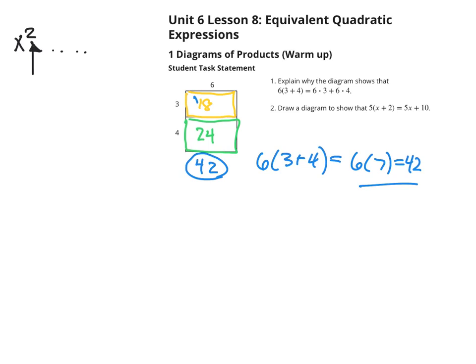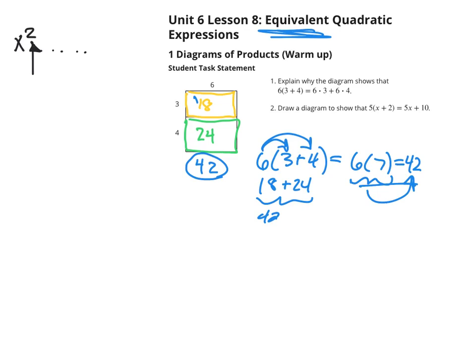What we really did there is, here we combine like terms and then multiplied. Here we can distribute, and then add. Two different ways to do it. Two equivalent ways to work through it.